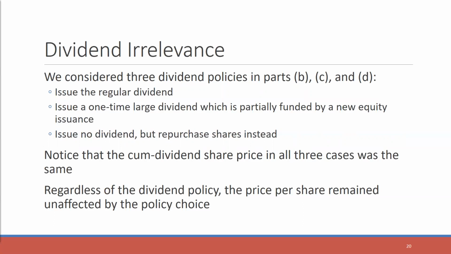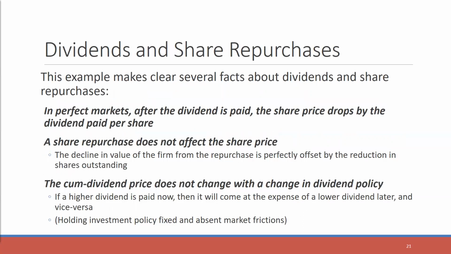Notice that our cum dividend share price, the price before the dividend, in all of these 3 cases was the same. Regardless of the dividend policy that we chose, the price per share remained unaffected by the policy that we picked. So this is called the dividend irrelevance.